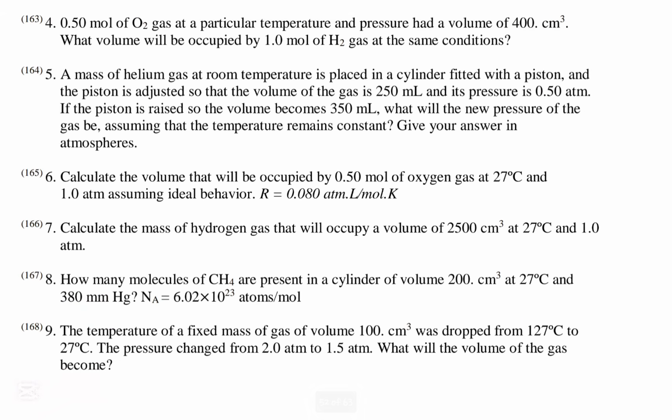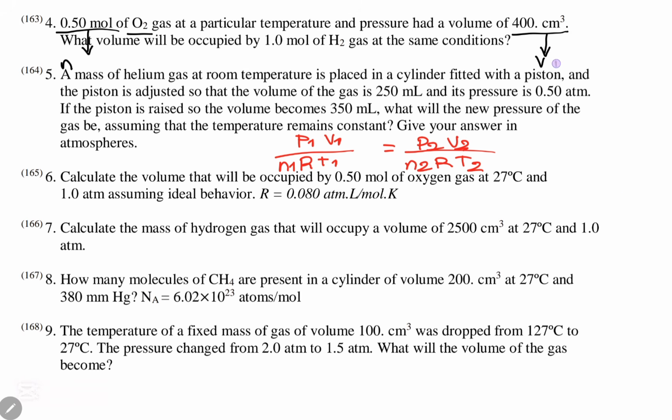What does it say? Before we start, just get the general equation: P1 V1 over N1 R T1 is equal to P2 V2 over N2 R T2. Okay, so what does it say? 0.50 mole of O2 gas, so this is the number of moles, right? Of O2 gas at a particular temperature and pressure had a volume of 400 centimeter cubed. So this is volume 1. They want to find volume 2 if we change the number of moles to 1. So this is N2. So that's N1, that's N2. And the keyword here is under the same conditions, okay?